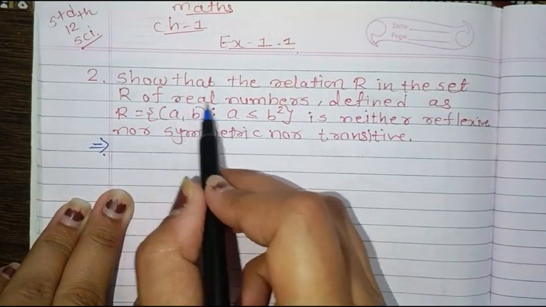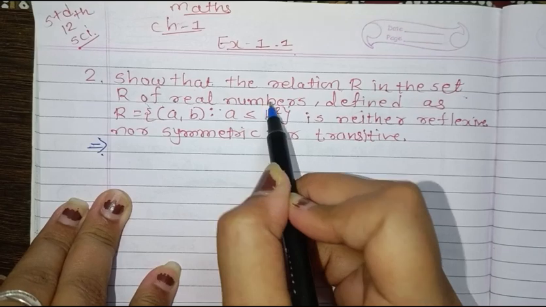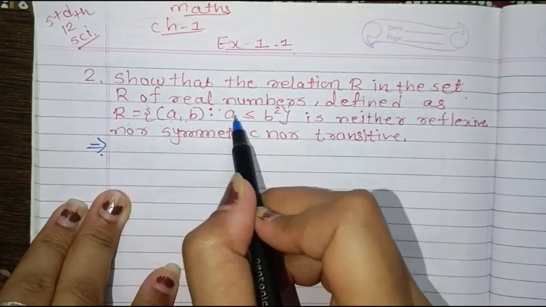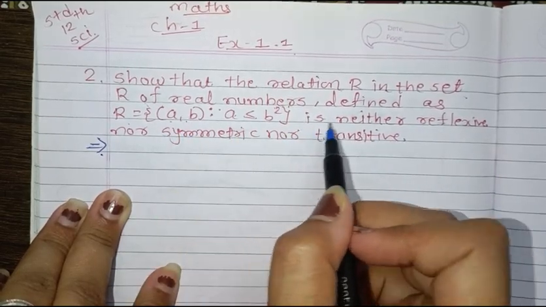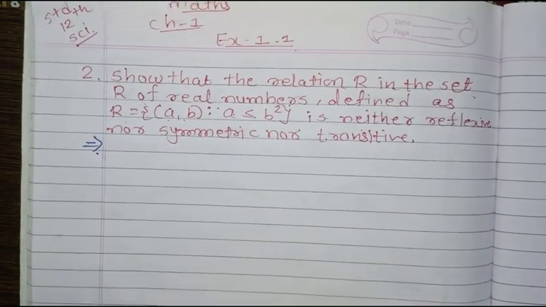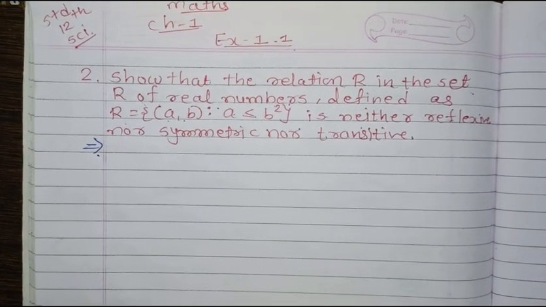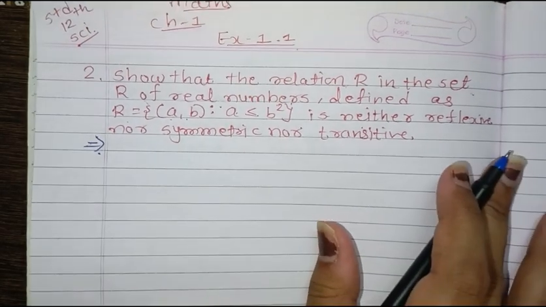The question is: show that the relation R in the set R of real numbers, defined as R equals {(a, b): a less than or equal to b square}, is neither reflexive, nor symmetric, nor transitive. Here we have to state and prove, which means we have to prove this is not reflexive, not symmetric and not transitive.